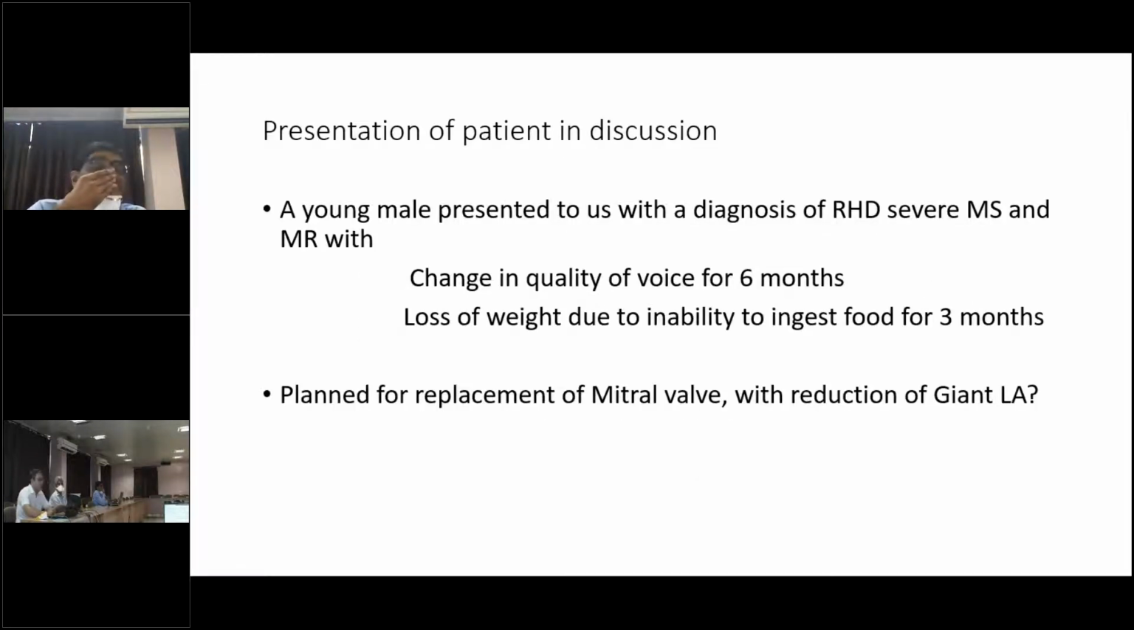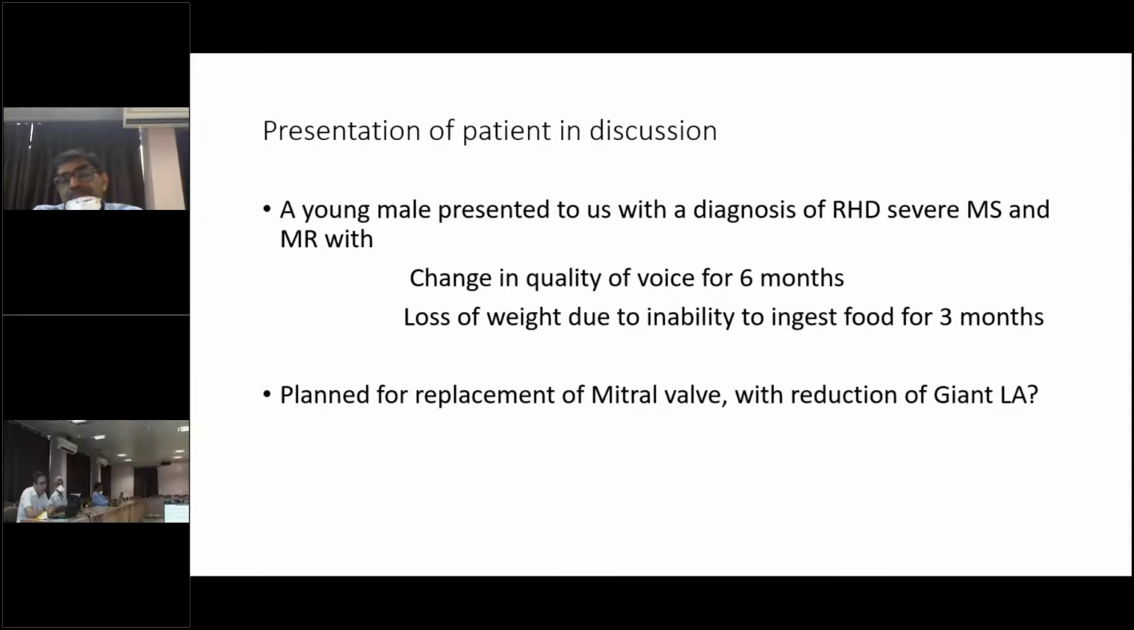So we present a case of a young male who presented with a diagnosis of rheumatic heart disease, severe MS with MR. This is a usual case which we are confronted with in our OPD and during surgery. But there was a change in quality of voice for 6 months, and there was loss of weight due to inability to ingest food. He had lost about 6 kgs of weight in 3 months, and had become quite thin because of that.